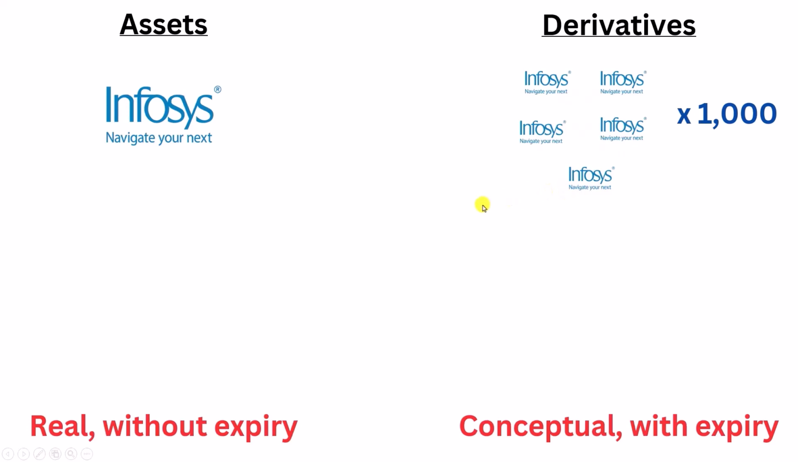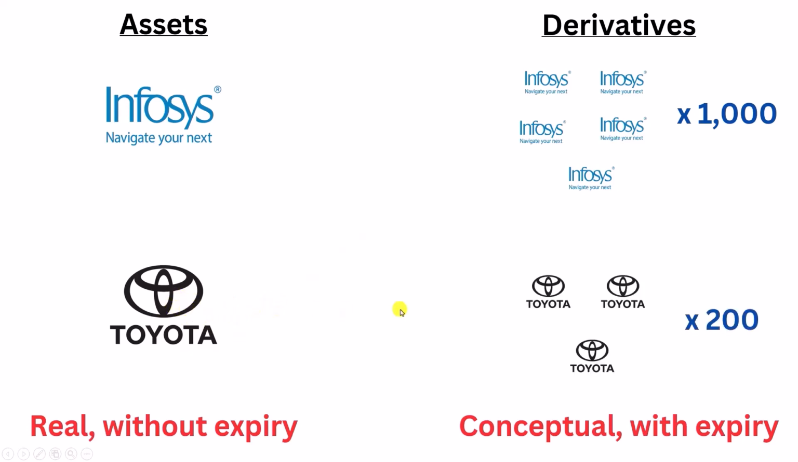All right, next, this is the asset: shares or stocks of Toyota. You can buy this on a stock exchange, and derived from this is this. This is a bundle of Toyota stocks, and this is a bundle of 200 Toyota stocks. This can also be bought from a stock exchange.